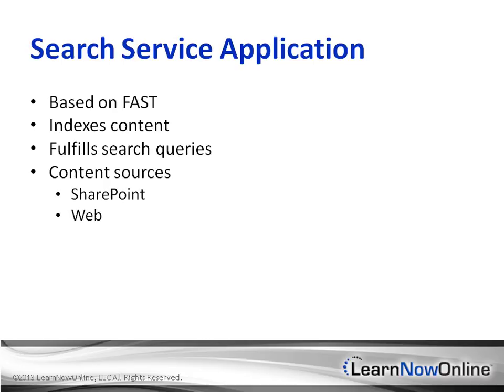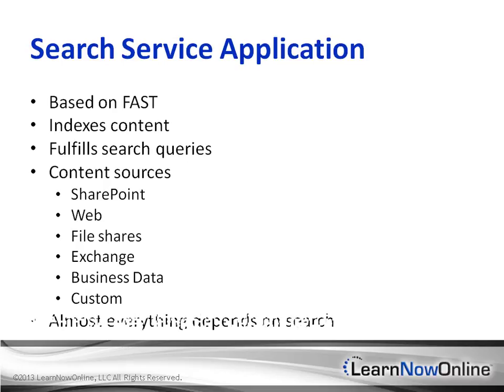But you can also index other web properties. Anything that can be read through HTTP can be indexed by SharePoint. File shares can be indexed. Microsoft Exchange can be indexed. Business data through business connectivity services can be indexed. And you can also create custom content sources if you need to. Almost everything that is new and interesting in SharePoint 2013 depends on search. So let's take a look at the search service application and some of its important pieces.